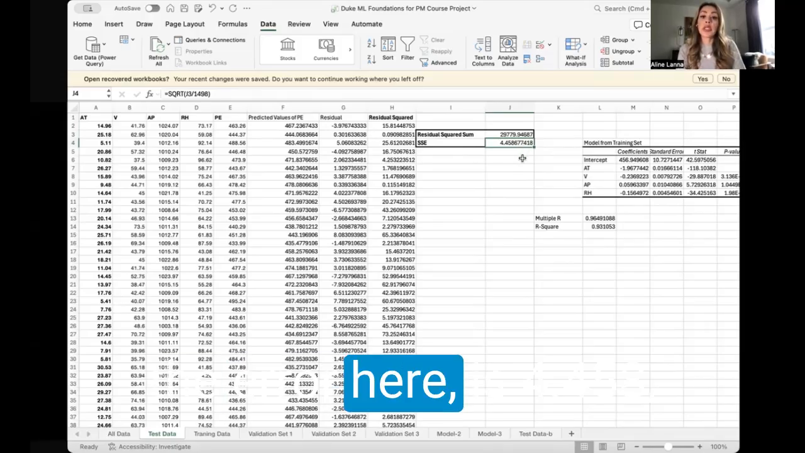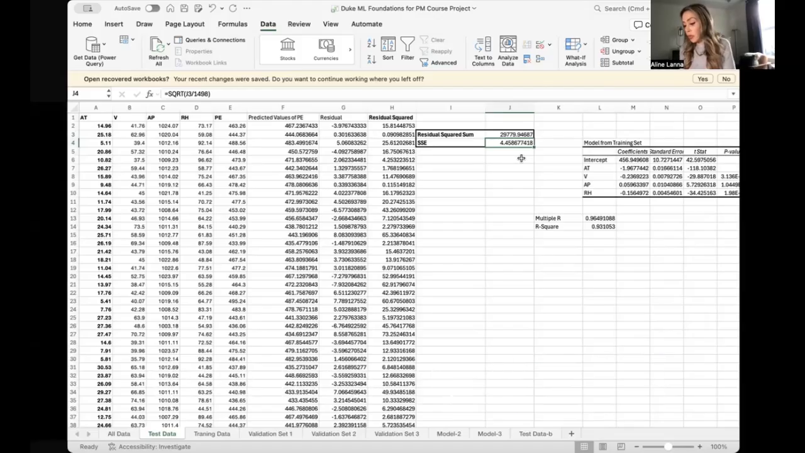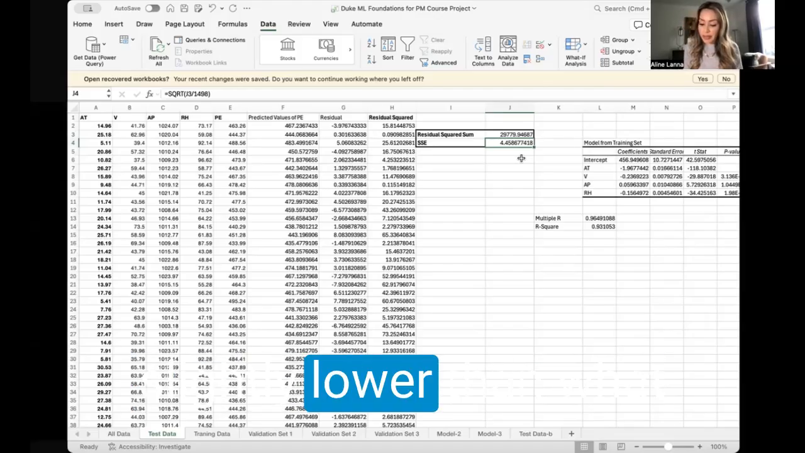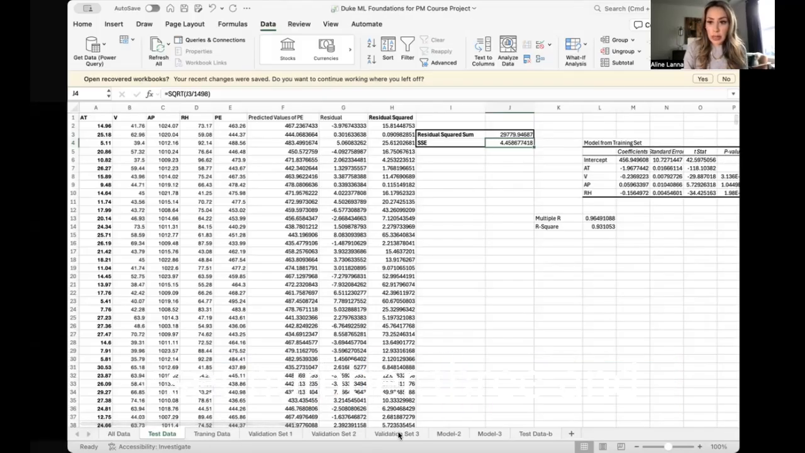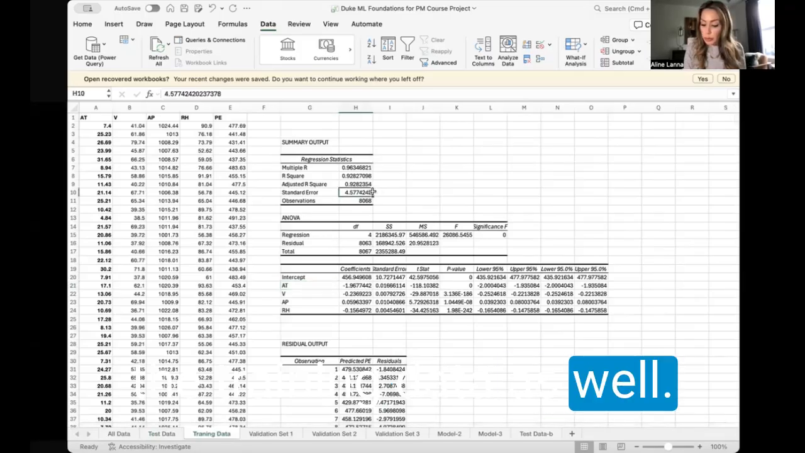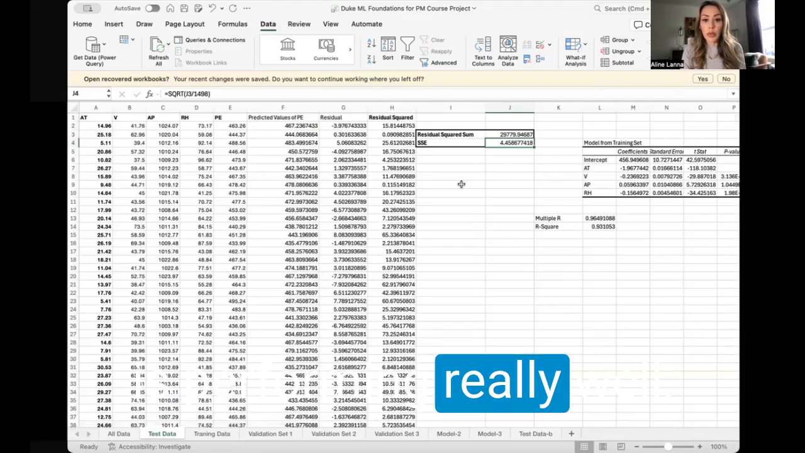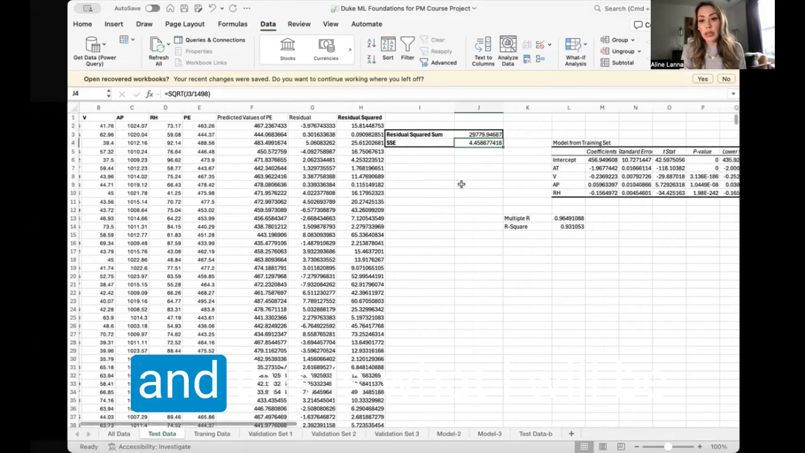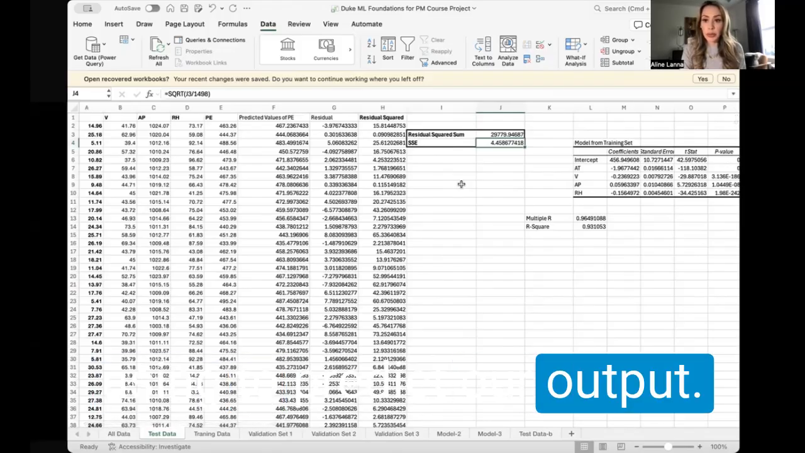The error here is 4.458, slightly lower than what we saw in the validation set number 3 and the training data as well. So it looks like my model is performing really well. And this is what I will be using to predict our output.